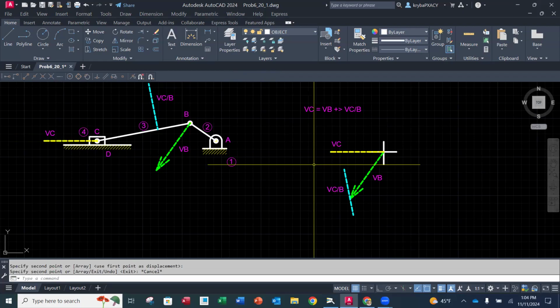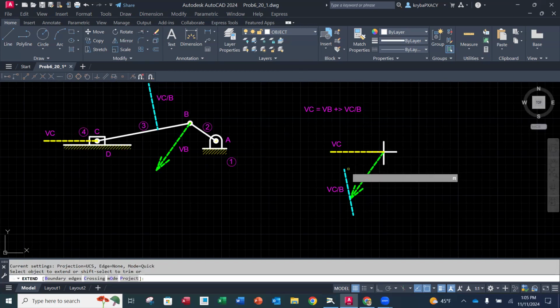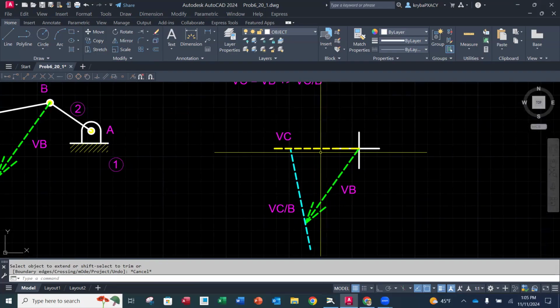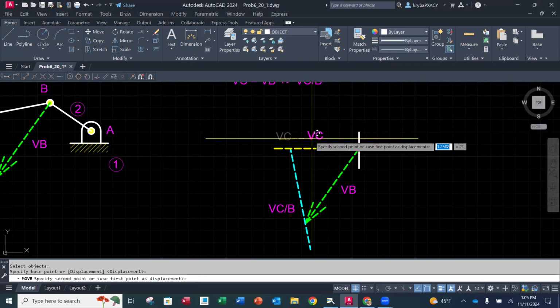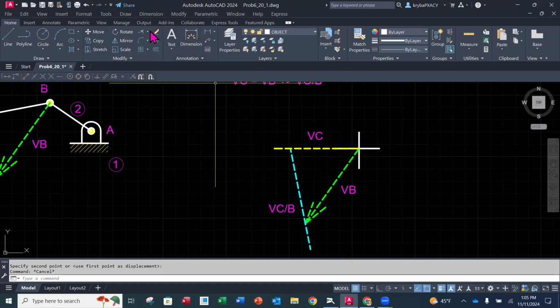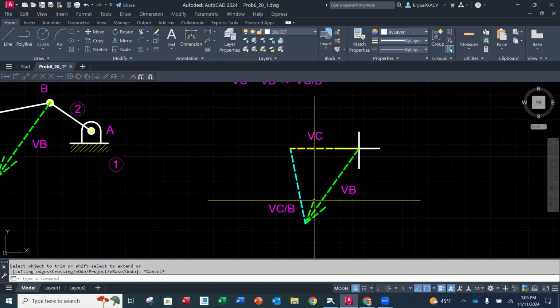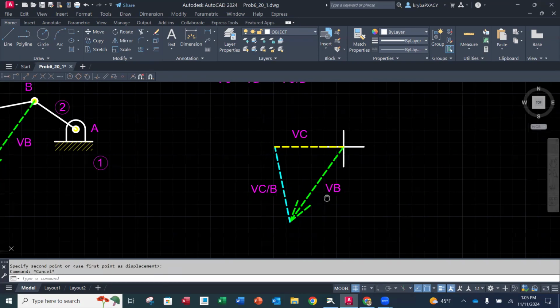Now, I want to look for an intersection, right? So I can see that if I extend C relative to B up to VC, that is going to be an intersection point for me, okay? Now I'm going to move my velocity of C here. I'm going to trim the ends. So I'm going to trim off this part and this part, okay? So now I have my, they call it a vector polygon, but I basically have a triangle, right? I've got a triangle, and each one of the sides represents a vector.